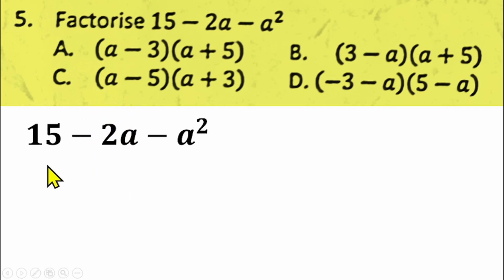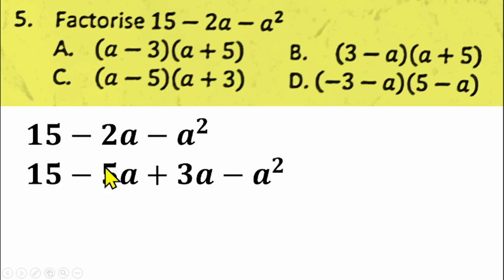Sorry, I said plus 5 minus 3, rather it is minus 5 plus 3. Minus 5 plus 3 are the 2 numbers we are looking for. Minus 5 plus 3 gives us minus 2. So those 2 numbers will now replace minus 2a here. So you'll be having 15 minus 5a plus 3a minus a squared, which is this.